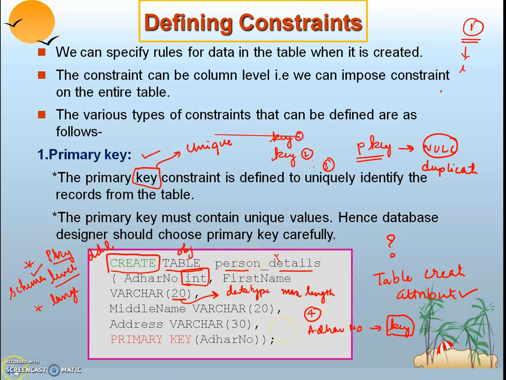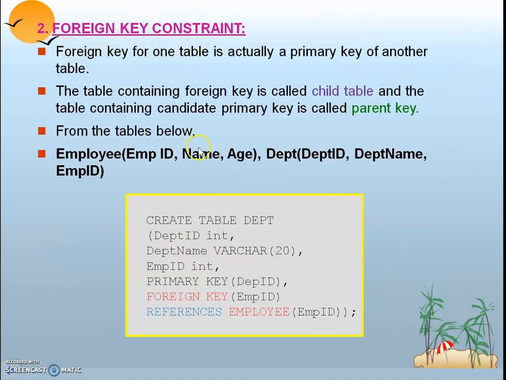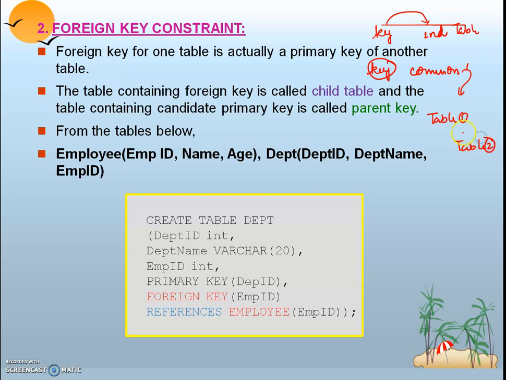Next one is the foreign key constraint. So what is meant by a foreign key? Any key that refers to the other table is called a foreign key. In very simple terms, the key which is common in both the tables can be taken as a foreign key, because this one key helps me link up two or more tables. So when I say table 1 and table 2, I'll be linking both the tables using the foreign key.